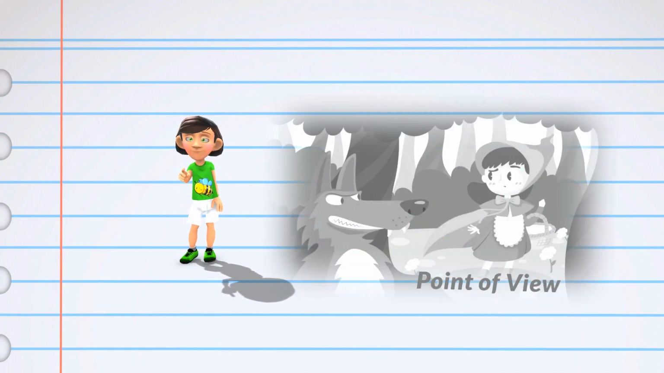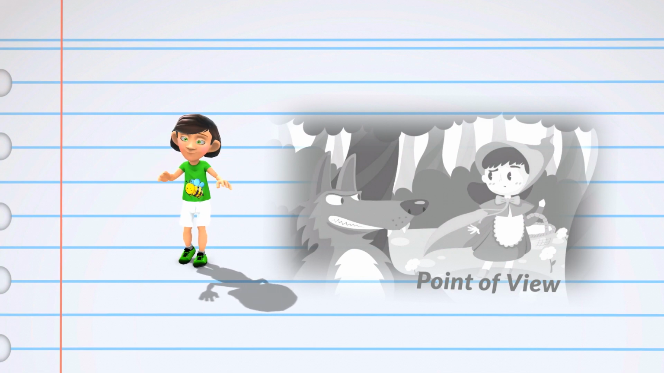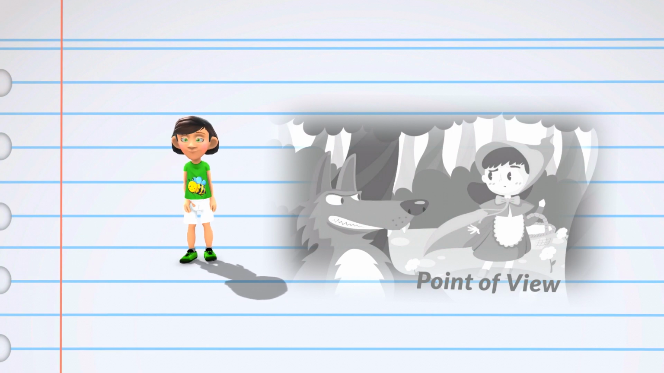Point of view, or the perspective from which a story is told. For example, in the story, Little Red Riding Hood, the point of view is from the perspective of Little Red Riding Hood.